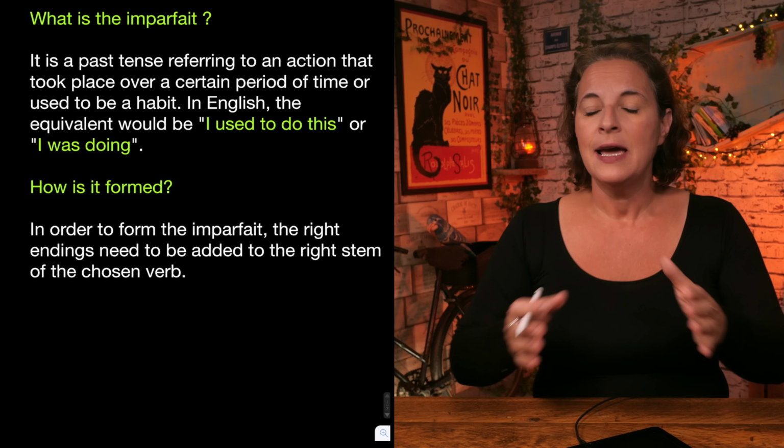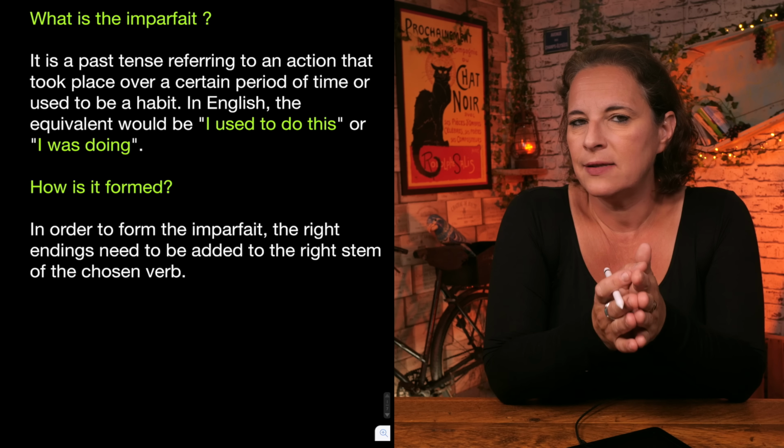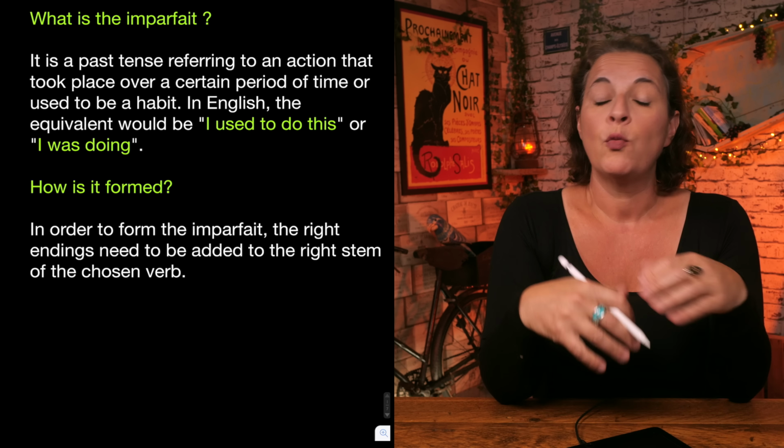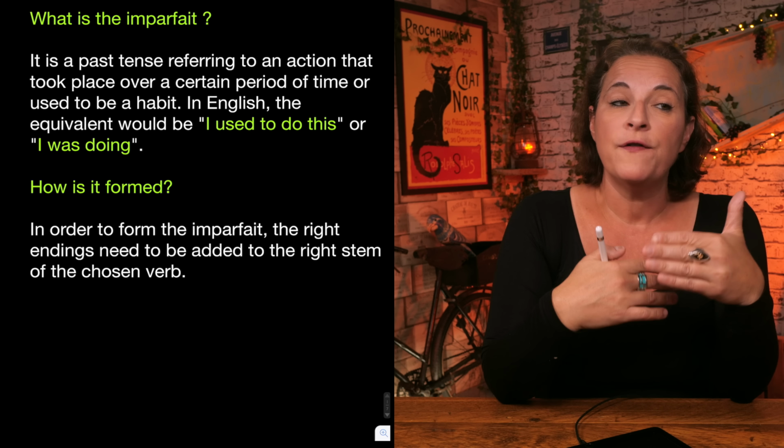So, if we look at the past tenses, we've got quite a few in French, and we have learned how to conjugate a verb in the passé composé. Now, the passé composé is an action that took place and is gone, done, over with. So it is like saying, I have played, I played. It's an action that took place in the past and is gone, done, over with. We've learned how to form this using an auxiliary verb, to be, être, or to have, avoir, okay? Plus the past participle that comes with this.